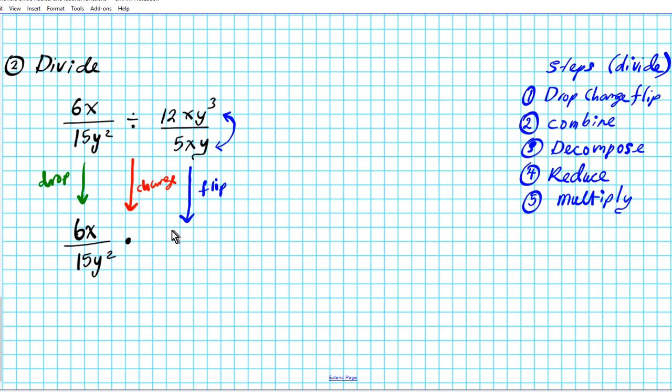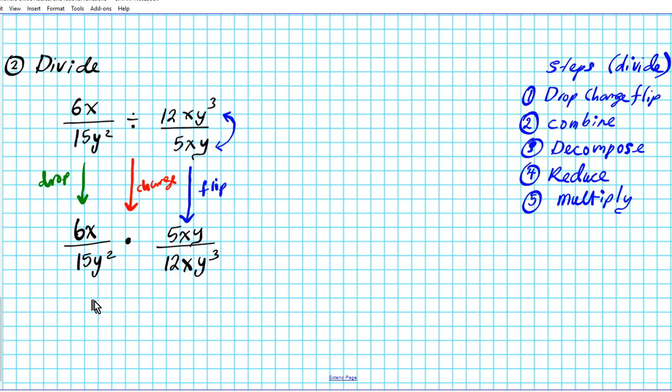So this becomes 5xy divided by 12xy cubed. Okay? Alright, so that's how you drop, change, flip. Now that we've dropped, change, flipped, we are now in the same position as we were in question number 1 at the start. We're now multiplying two rational terms. So to do that, we're going to go ahead and combine them.